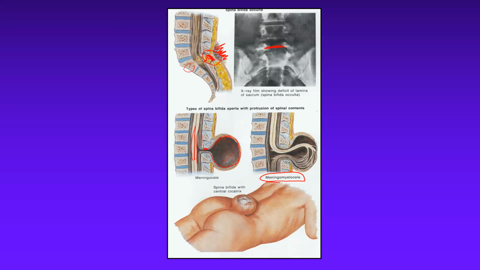Now here is the meningomyelocele, okay? And this is where you have the actual spinal cord and the cauda equina inside of that cystic area there, and that definitely is making it exposed to having potential damage.